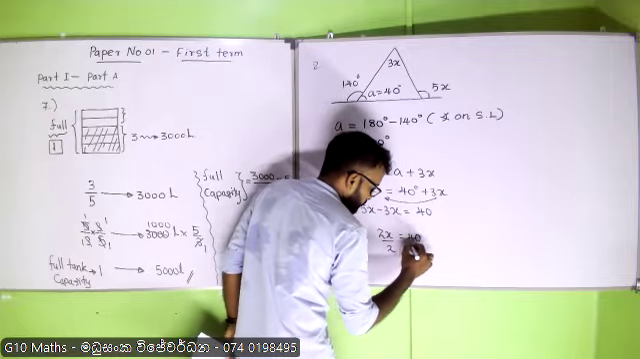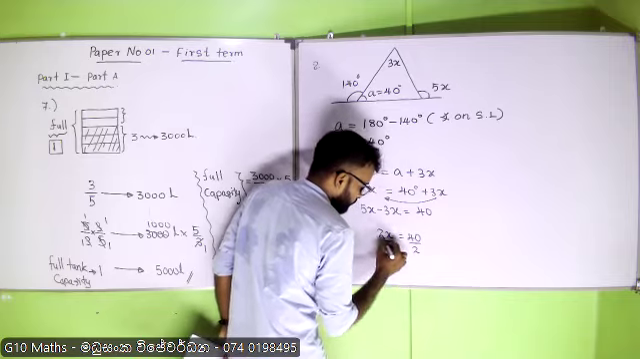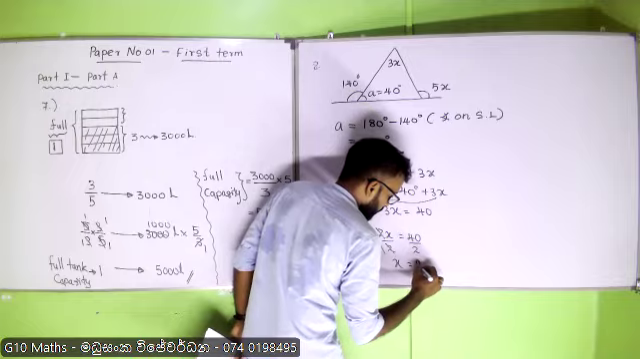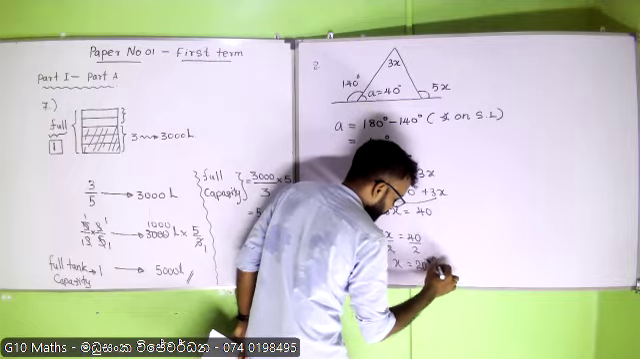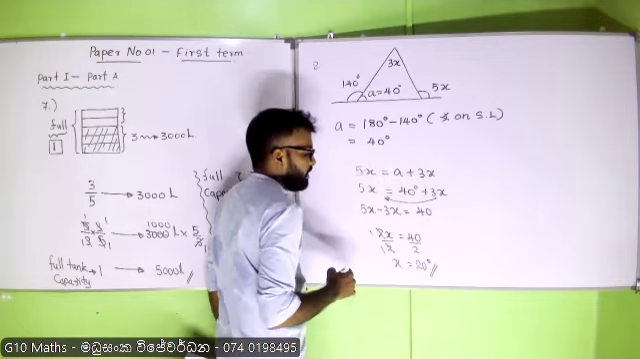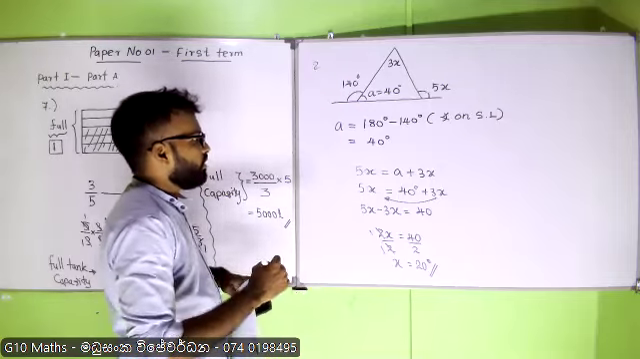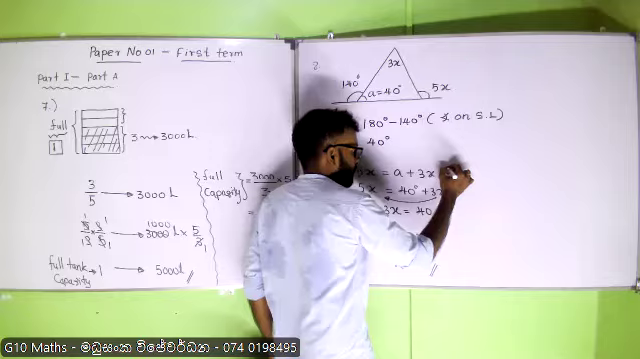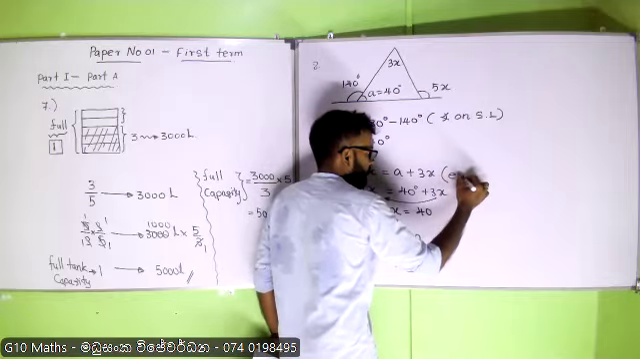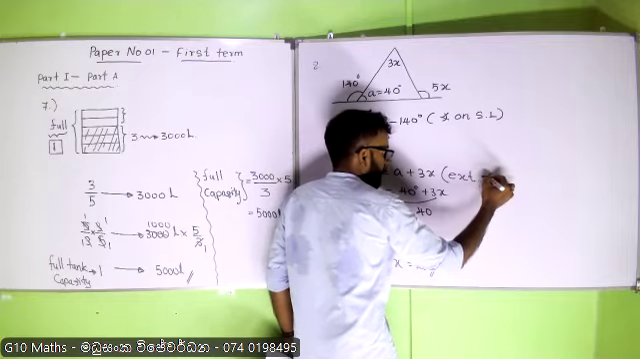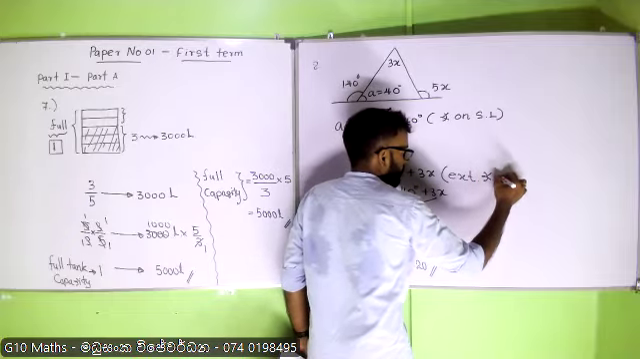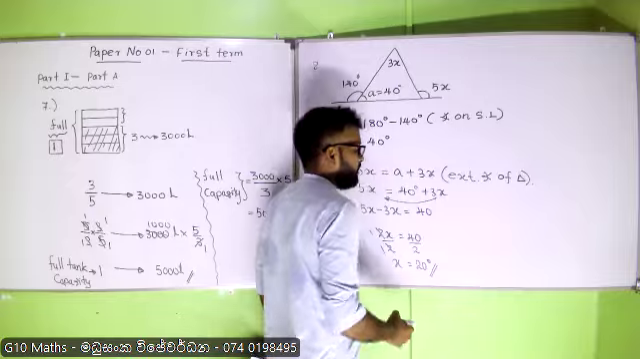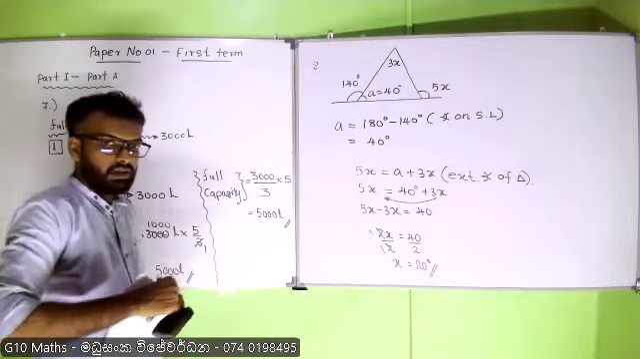2x divided by 2, 40 divided by 2. 2 times 1, 2 times 1. x equals 20 degrees. That is the value of x. The reason: exterior angle of a triangle. Done. Alright.